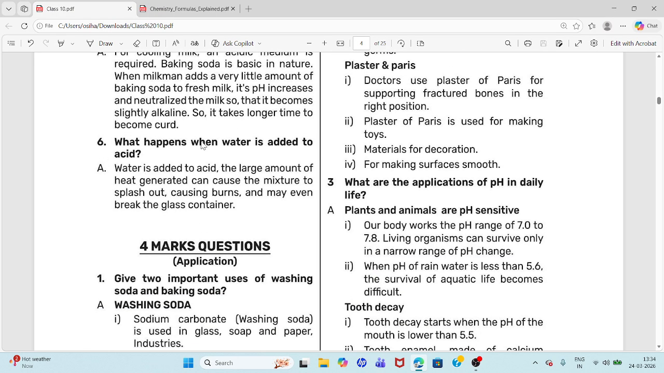Sixth question: what happens when water is added to acid? Answer: water is added to acid. The large amount of heat generated can cause the mixture to splash out, causing burns and may even break the glass container.